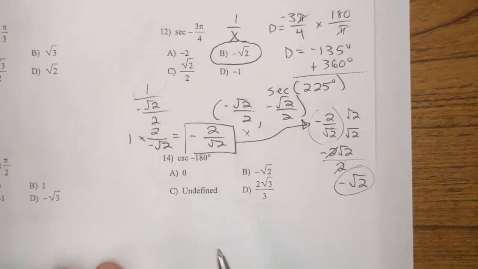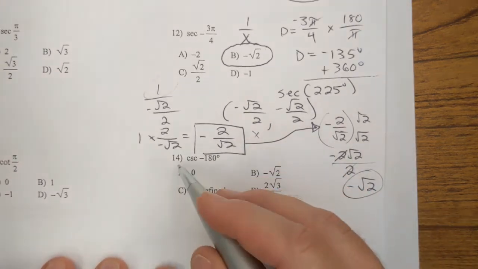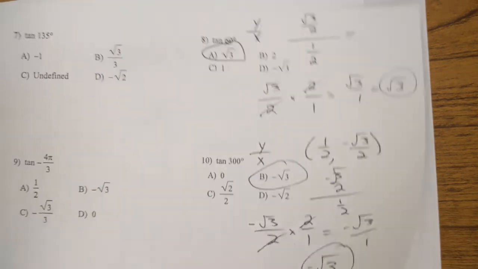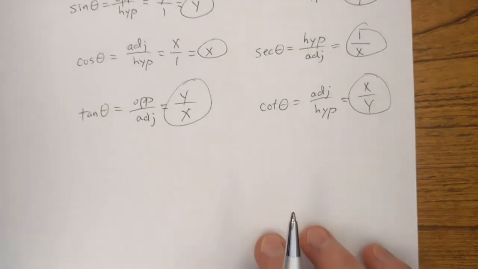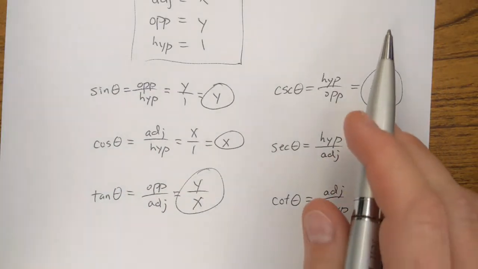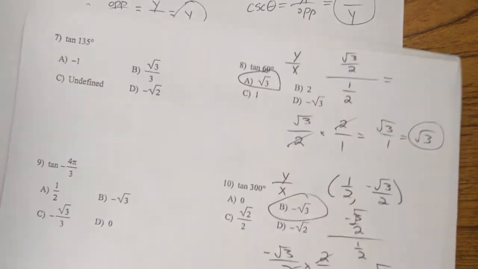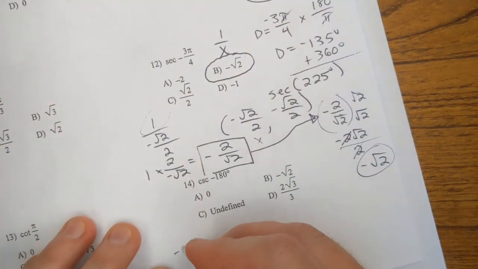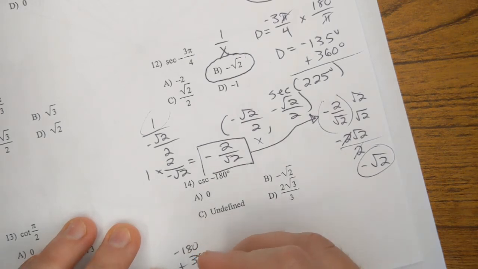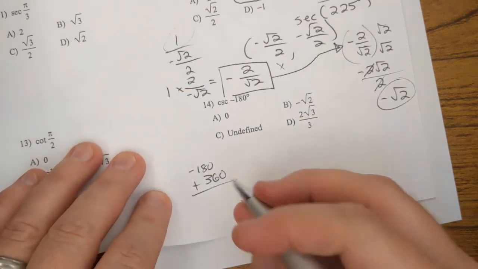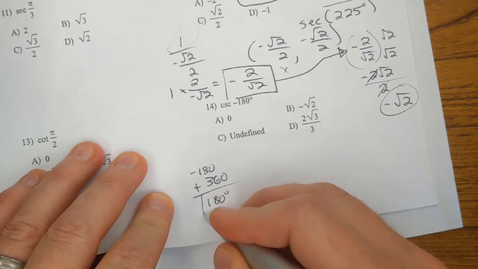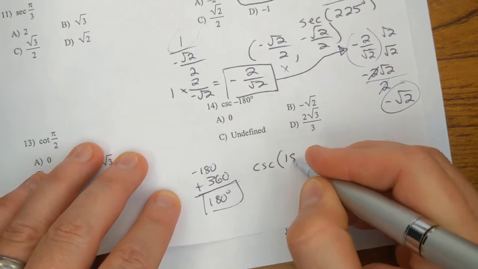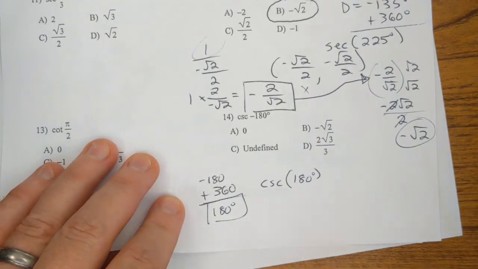All right, I have a feeling 14 is going to be a little bit easier. So 14, we have to find the cosecant of negative 180. Let's remind ourselves what cosecant is. Cosecant is 1 over y. Now, negative 180 degrees, I'm going to find its coterminal. If you add 360 to that, the coterminal just comes out to positive 180 degrees. So I can rewrite this. I'm trying to find the cosecant of positive 180 degrees.